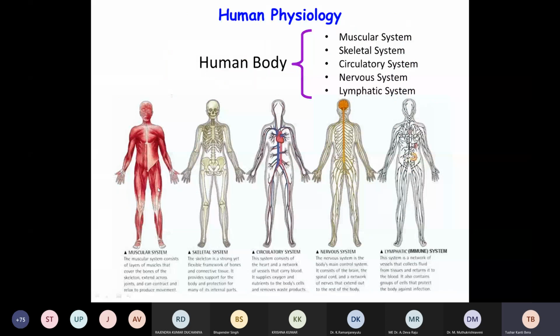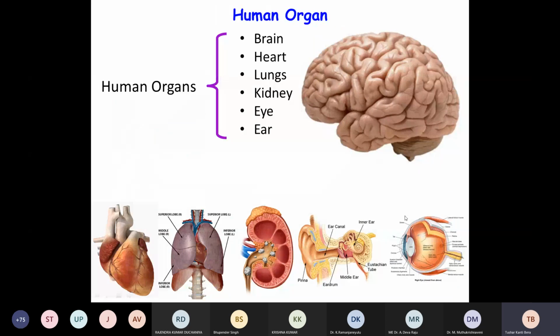So there are several systems, each responsible for particular work, like the muscular system, skeletal system, circulatory system, nervous system, and lymphatic system. And the systems are also developed with several organs. These organs perform their assigned work regularly and repetitively throughout life to keep our body alive and healthy, like the heart, lungs, kidney, ears, eyes, and so many organs which are extremely important for keeping our body healthy and alive.